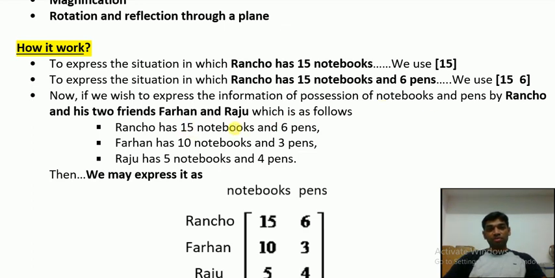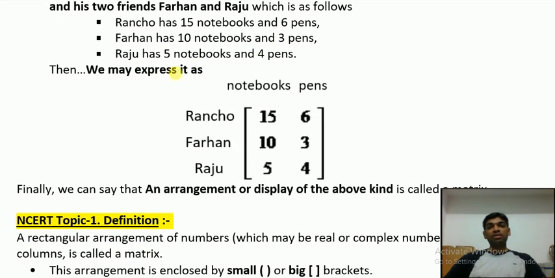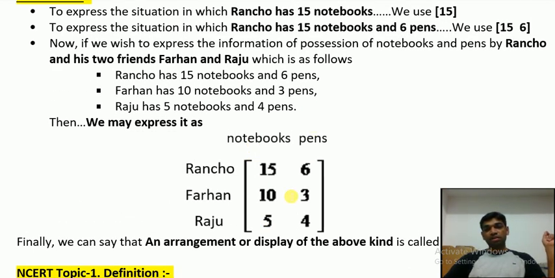So these three friends have some notebooks and pens. Say Rancho has 15 notebooks and 6 pens, Farhan has 10 notebooks and 3 pens, and Raju has 5 notebooks and 4 pens. Then we may express this situation in the form of a matrix like this. You can see the first column is notebook, the second column is pen, and the first row is Rancho. Rancho has 15 notebooks, as you can see, and similarly Farhan and Raju. From this information you can easily identify, suppose you want to know Farhan's number of notebooks, then the second row is only for Farhan, and if you see the first column, you can get that 10 is the quantity of notebooks which Farhan has. So this matrix symbolizes some situations in mathematical form.